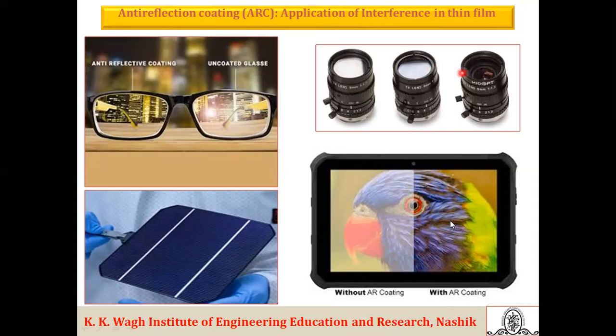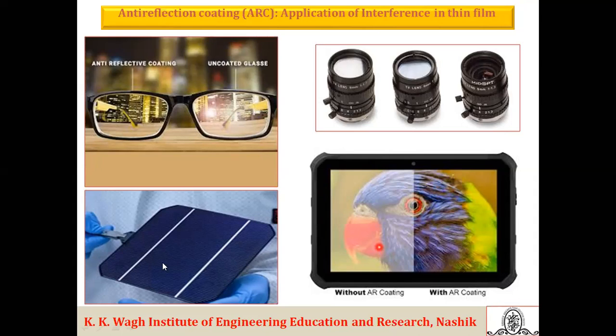And hence the wonderful and beautiful image, the colorful image, the clear image we can observe when the lens is coated with anti-reflection coating. If it is not coated with anti-reflection coating, the image is very blurred. The beauty of the picture is getting destroyed.